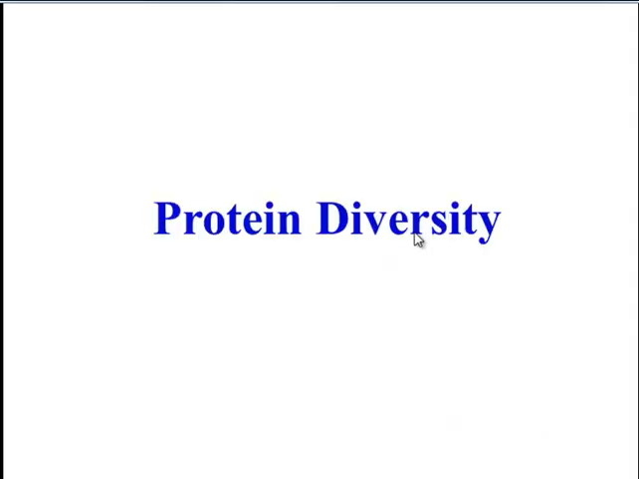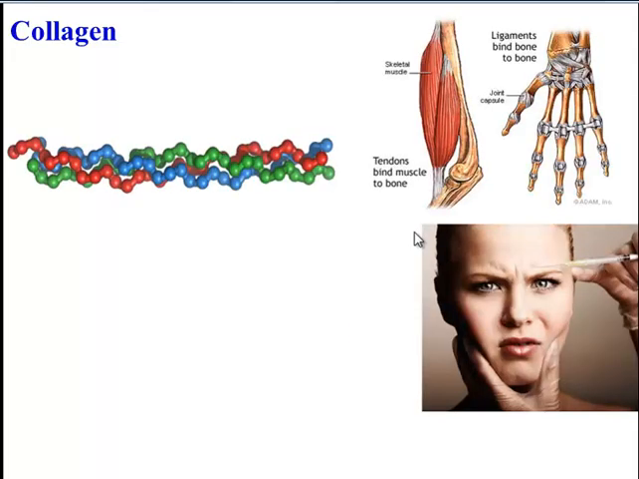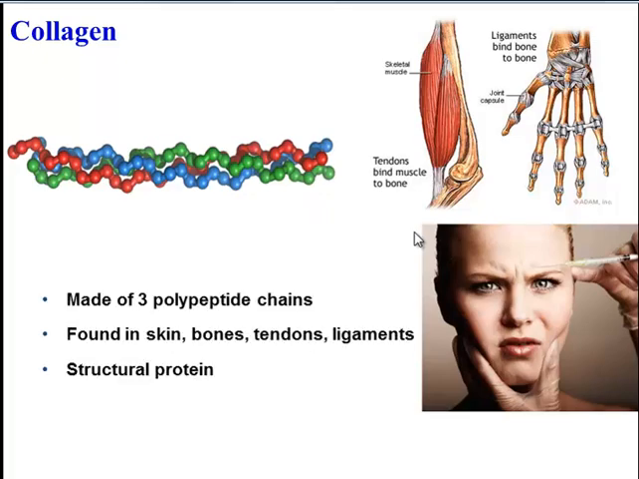Let's start by surveying protein diversity. One major type of protein in your body is collagen. If you look at the structure of collagen, you'll see that it's actually made up of 3 different polypeptide chains that work together. And you'd find collagen helping bind your muscles to your bones and in your facial muscles.